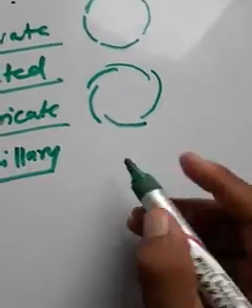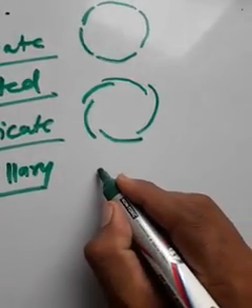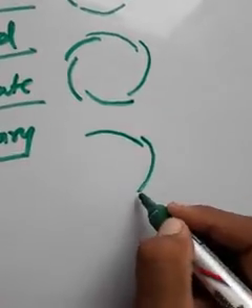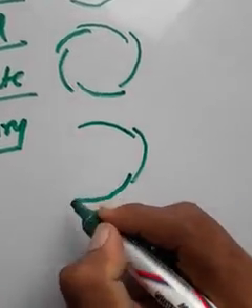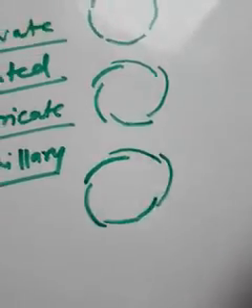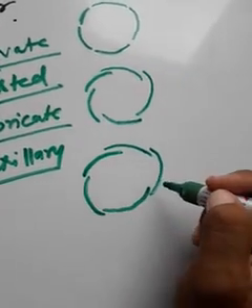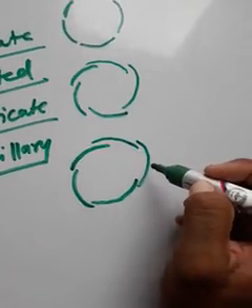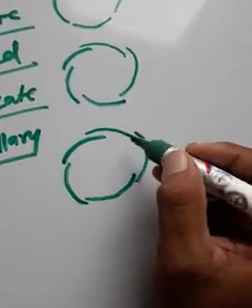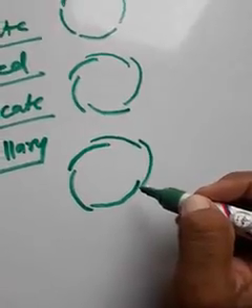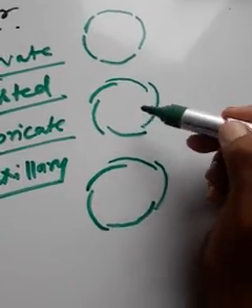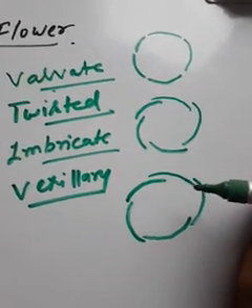And imbricate. In imbricate, the same type of condition, but first, second, third, fourth, or fifth, with no particular direction. One calyx can overlap another calyx. No particular direction. Here, a special type of direction is arranged in estivation.